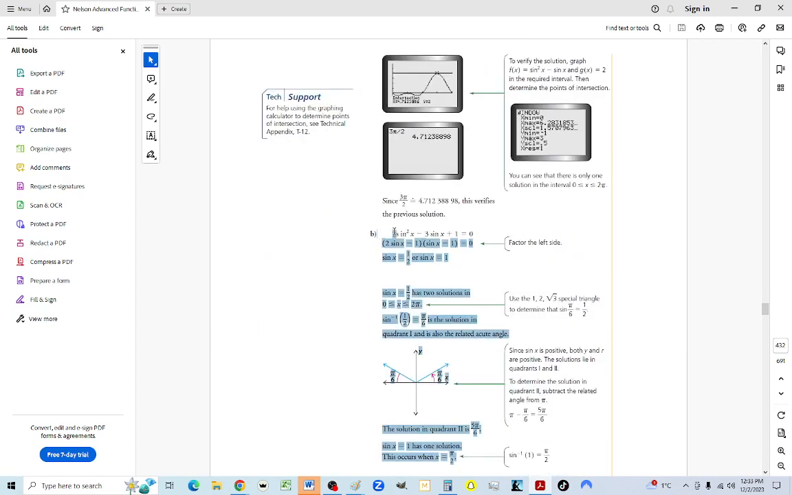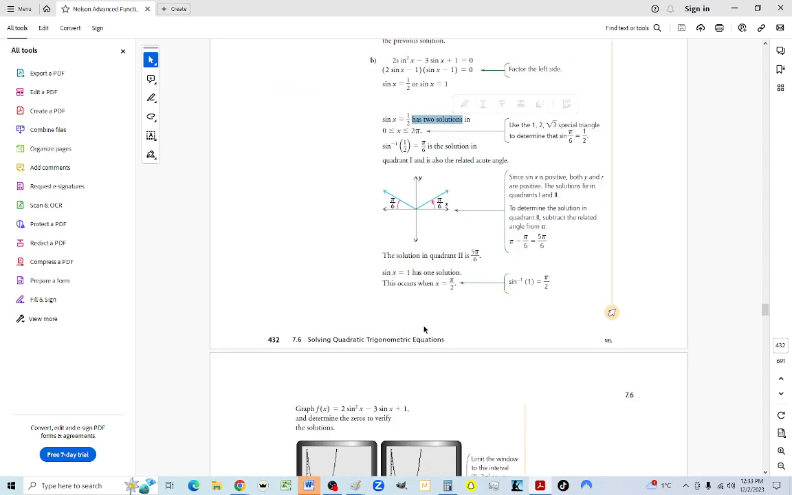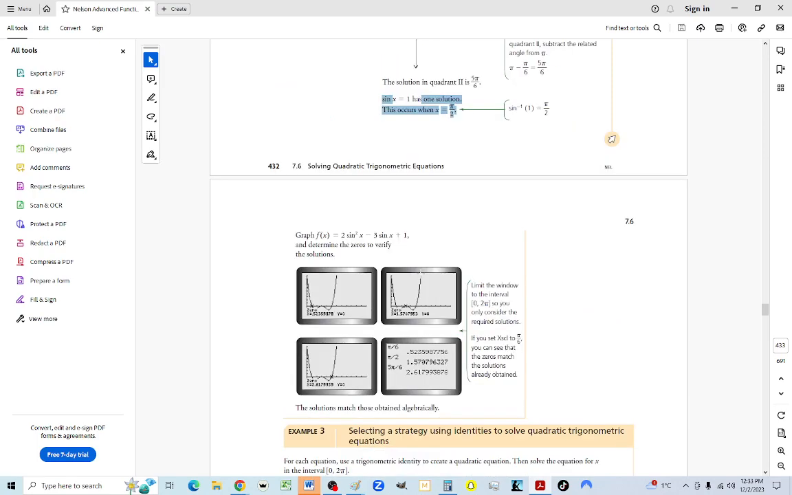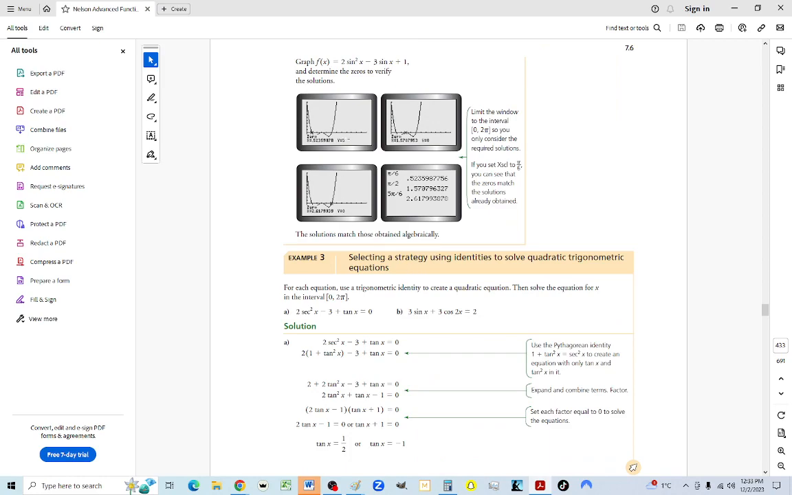And then they do it again. So it's like 2x squared minus 3x plus 1. The possible solutions are 2x minus 1 and x minus 1. So sine x is equal to half or 1, and then they do the same thing. There are two possible solutions, and sine x equal to 1 has one possible solution, then they add it all together. Then they graph it, so you can make sure on the graph. Then they do the same thing here.